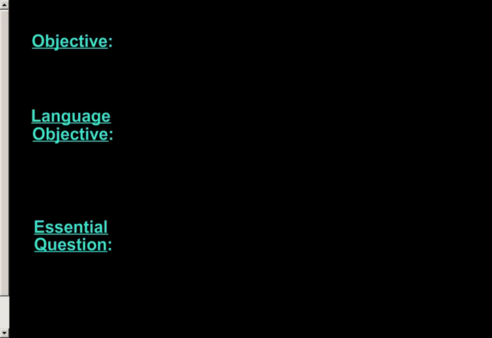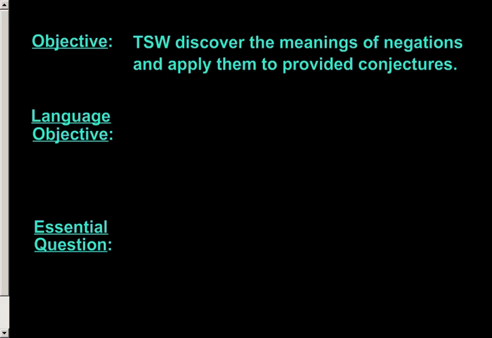Greetings, geometry students. Today we are continuing with a little bit of further discussion on logic and reasoning by looking at some different types of statements that are referred to as negations. Please copy down the title as well as the objective and your essential question. Our objective for the day is going to be to discover the meanings of negations and apply them to provided conjectures.